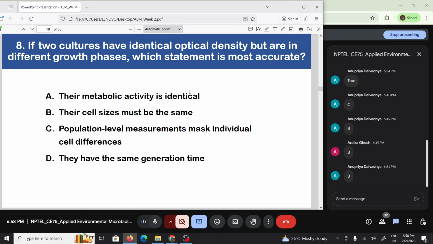So this is just a case-based question. You have two cultures. You are just going to find the optical density of both the cultures, and that is found to be very identical. But the two cultures are not in the same growth phase. Which statement is the most accurate?